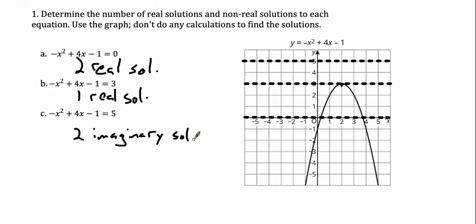These are the only 3 possibilities, right? Either we have 2 real solutions, 1 real solution, or 2 imaginary solutions. We will never just have 1 imaginary solution.